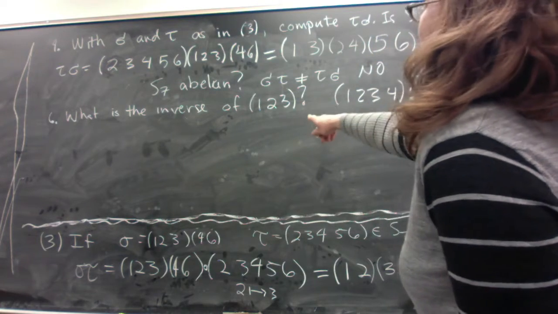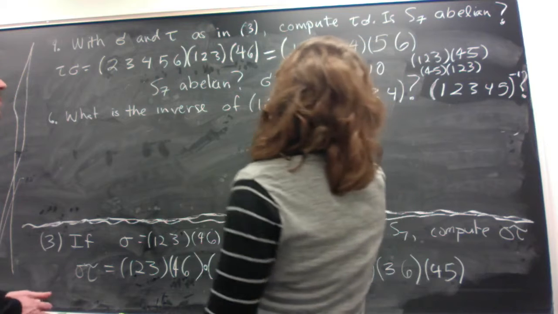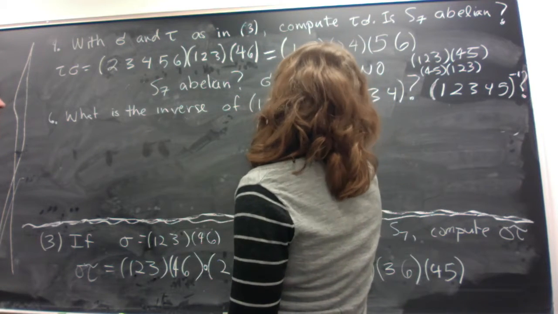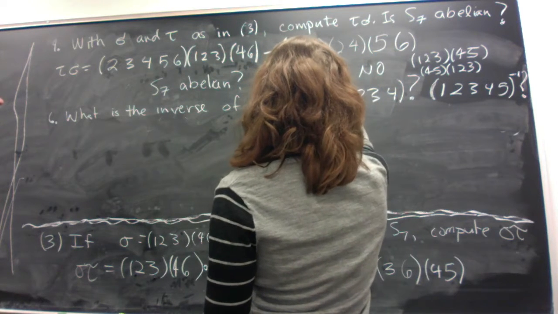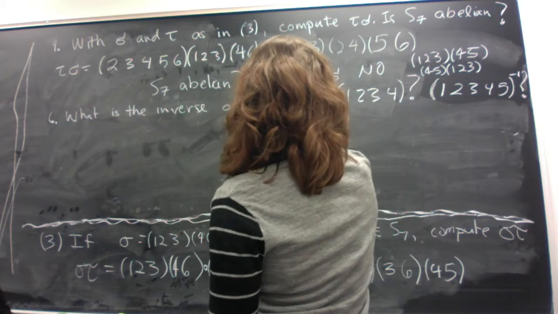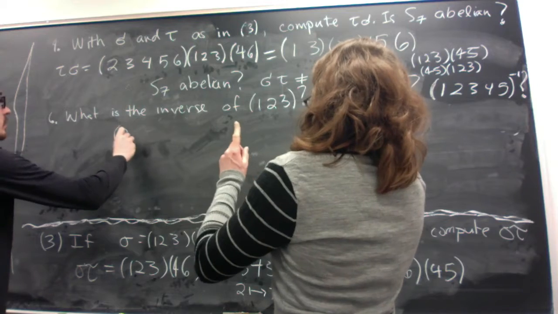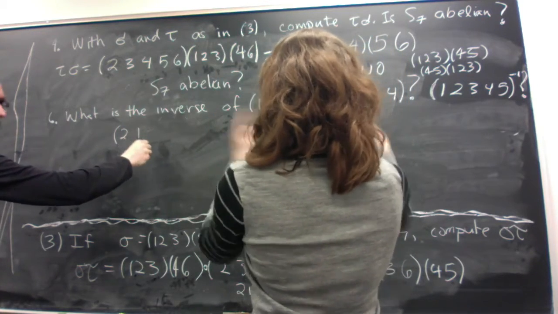Okay, so we want to find the inverse of (1 2 3), which means, so what does (1 2 3) mean? It means that 1 goes to 2, 2 goes to 3, and 3 goes to 1. So we want something that sends things the opposite direction. So we want 2 to go to 1, and 3 to go to 2, and 1 to go to 3. Because when we multiply them together, we want to get back to where we started.